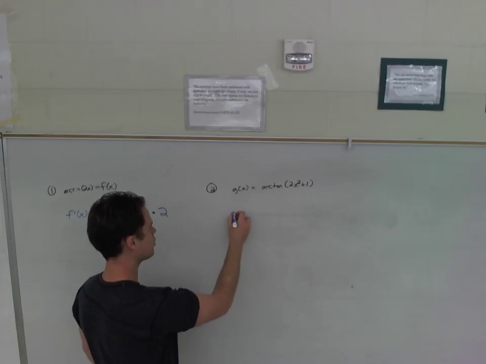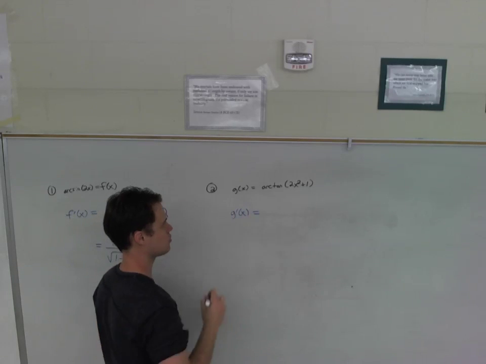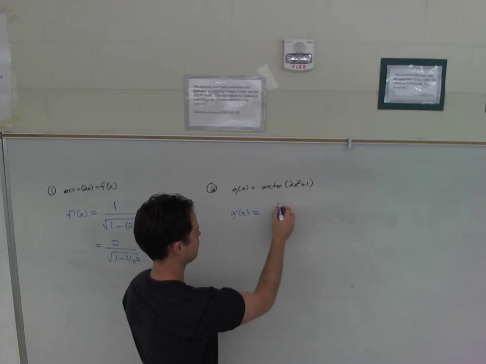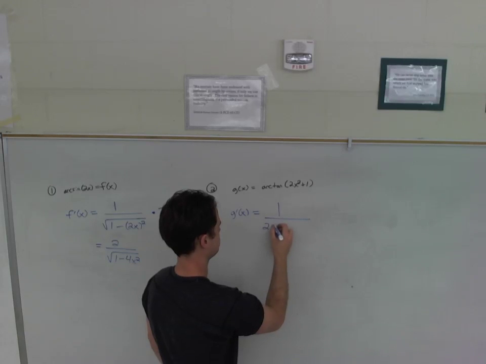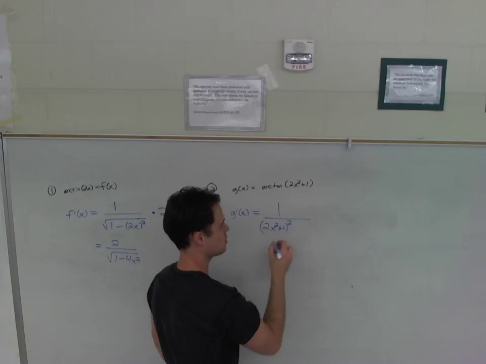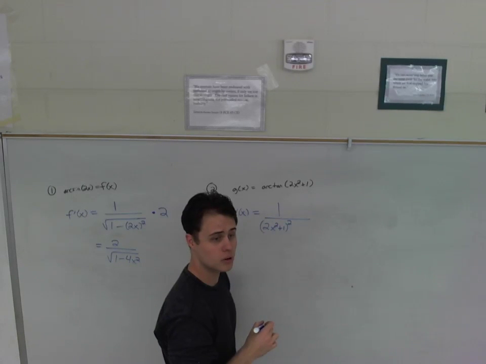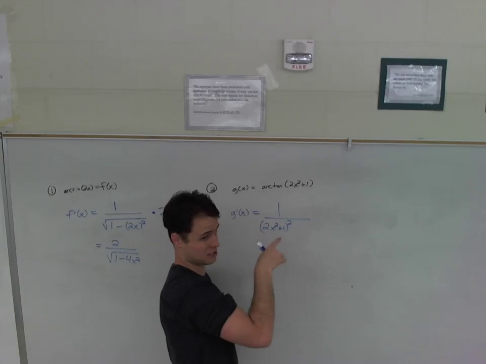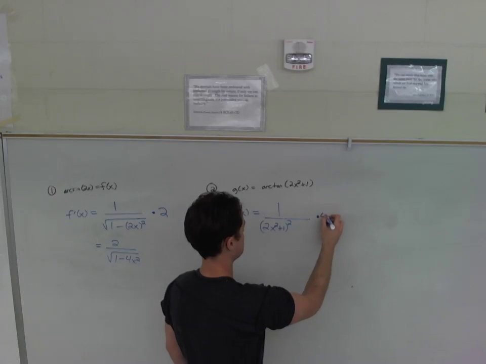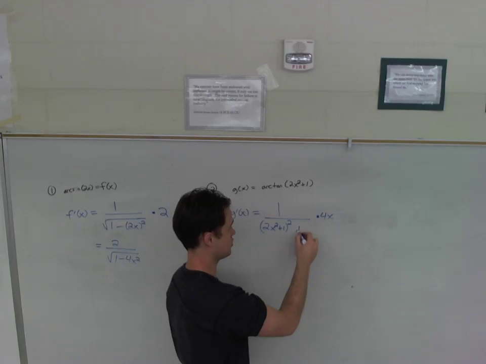Where did it go? So, is it 1 over 2x squared plus 1, squared? Yep, Cassidy. And then times, you're missing one little thing. Times 4x, yeah. Times 4, with a plus 1 up above. And you've got a plus 1 here, right?